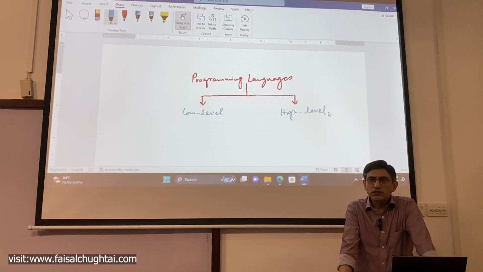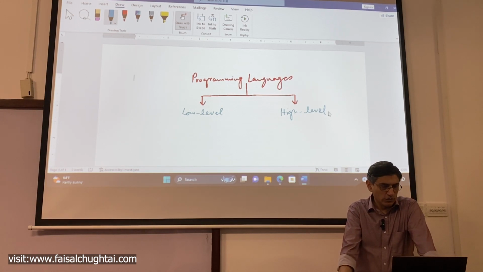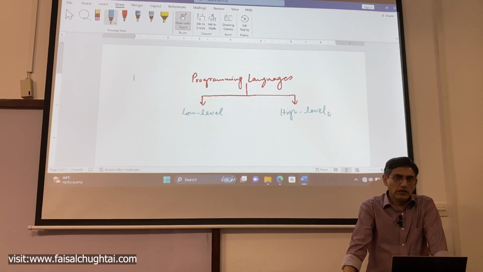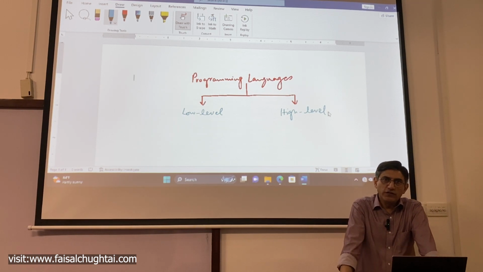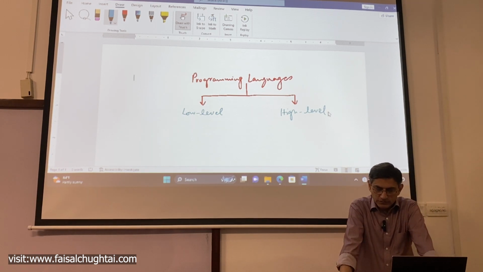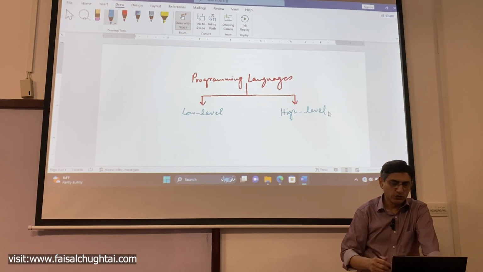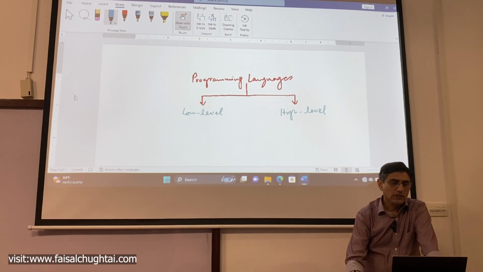Now, what do these basically mean, or what are these two categories all about? Before we get into any detail of this, tell me one more thing. What is the language of the computer?